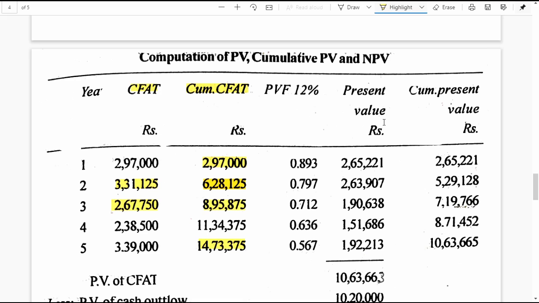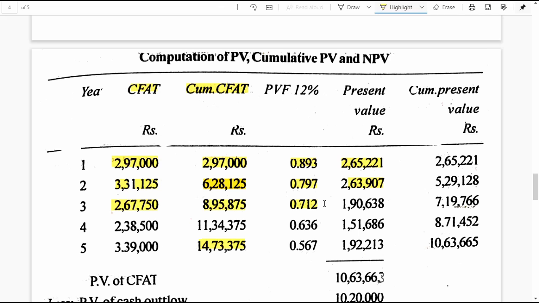Now present value of cash inflows are calculated according to this column. 2,97,000 into 0.893 gives us 2,65,221. 3,31,125 into 0.797 gives 2,63,907. We are multiplying the cash inflows with the PV factors for each year.